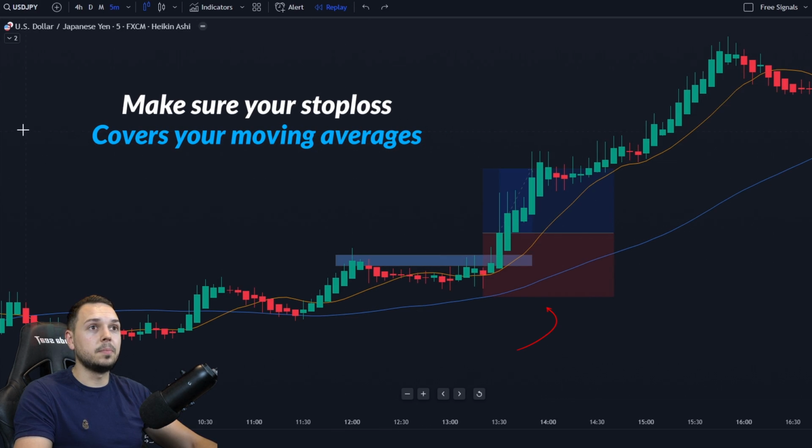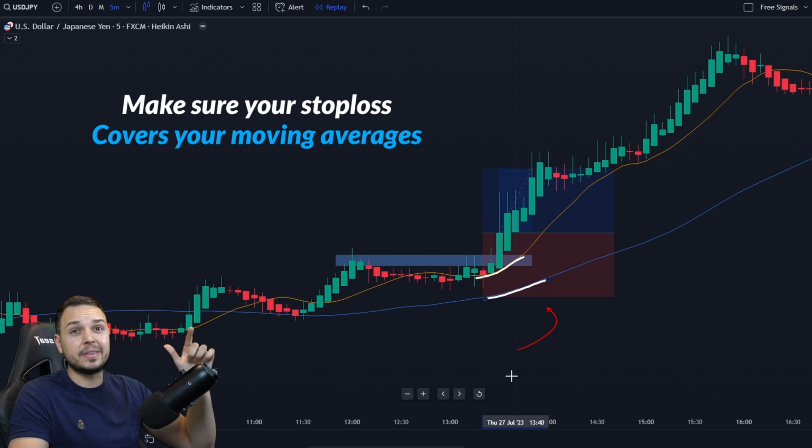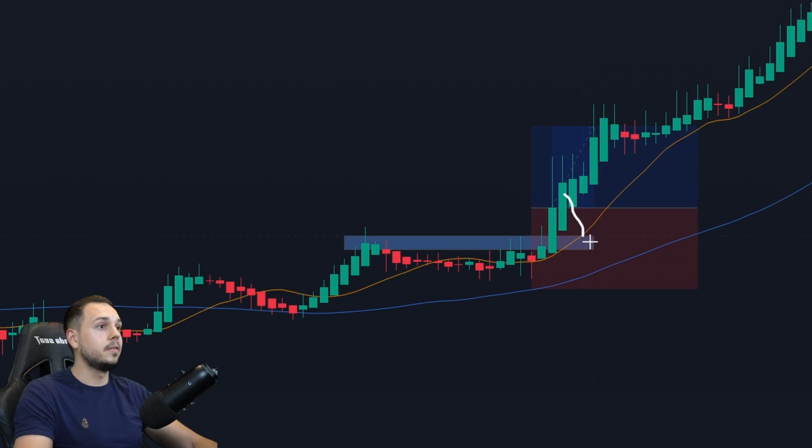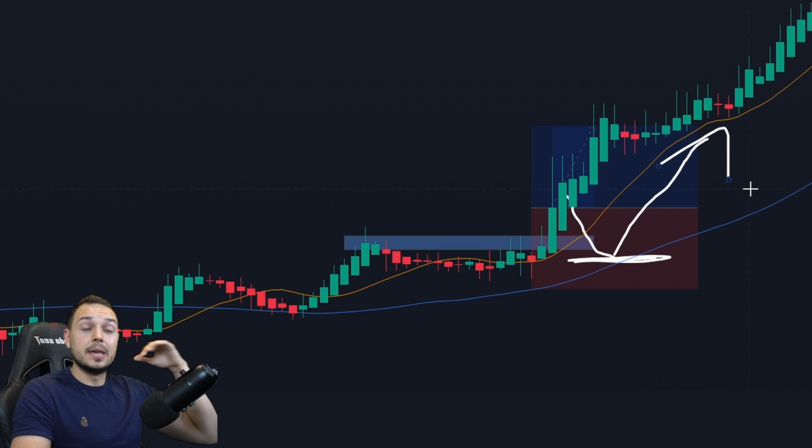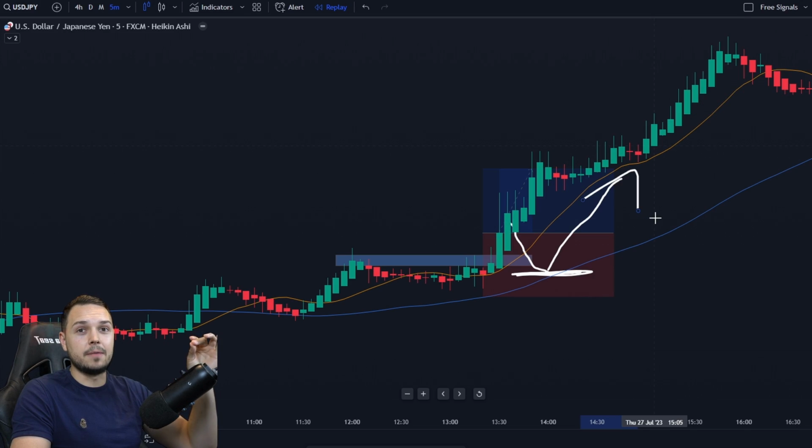So around 30 pips stop loss in this case is ideal because we are covering the 12 and 50 moving averages, and your stop loss has to cover the moving averages, because remember, if the market decides to dip down, the moving averages will likely act as a trampoline and it's going to push the candlesticks back up. So keep that in mind. Always cover your moving averages. Trust me, it will give you an edge in the market.